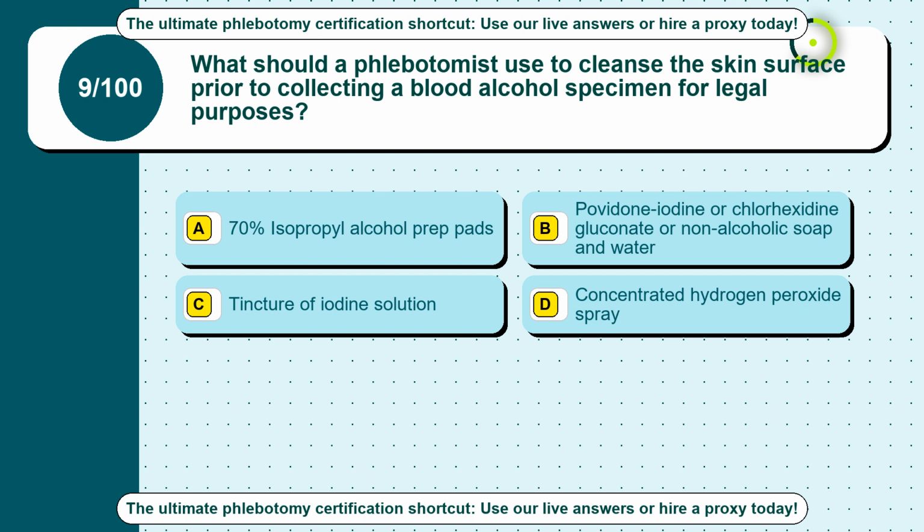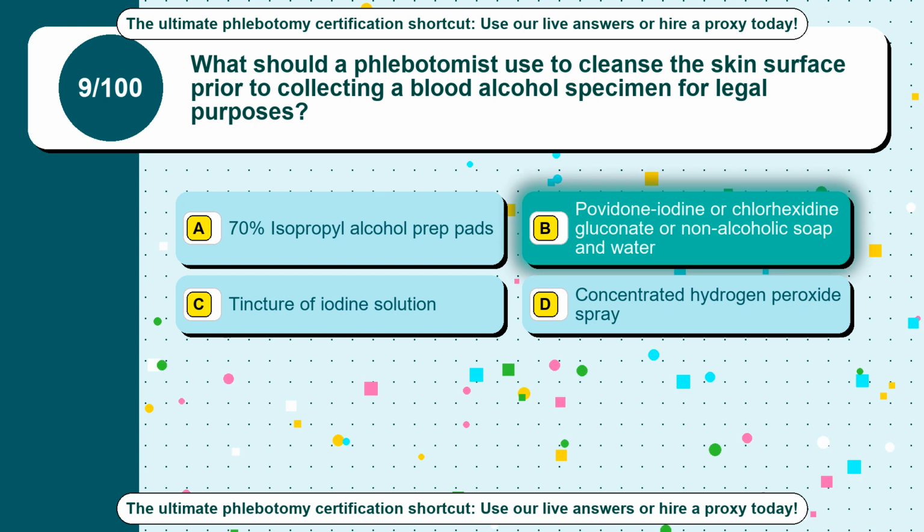Option A. 70% isopropyl alcohol prep pads. Option B. Povidone iodine or chlorhexidine gluconate or non-alcoholic soap and water. Option C. Tincture of iodine solution. Option D. Concentrated hydrogen peroxide spray. The correct answer is option B.